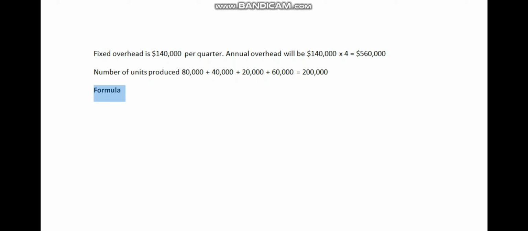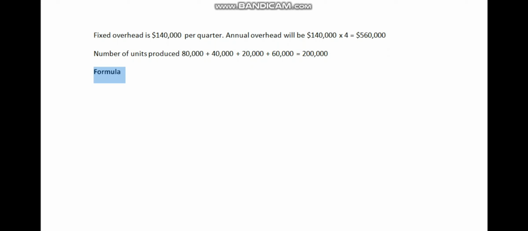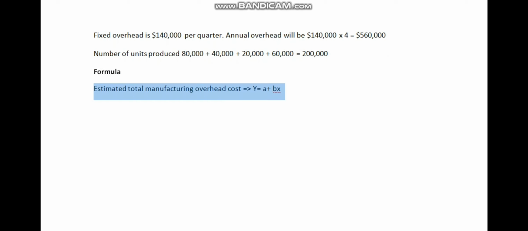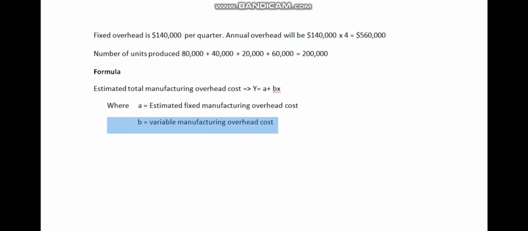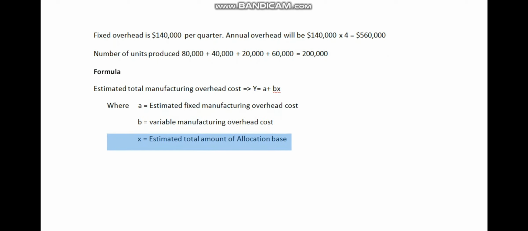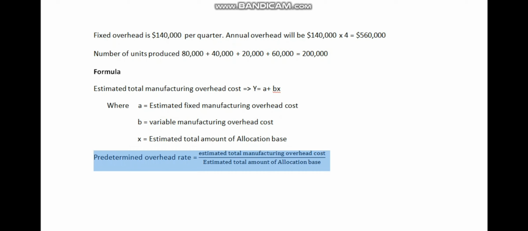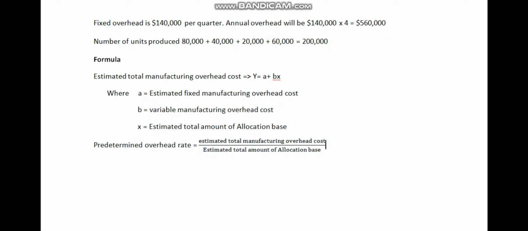The formula we'll be needing is, first, the total manufacturing cost, where A is the fixed portion, B is the variable portion of manufacturing cost, and X is the total amount of allocation base. The next formula we'll be needing is the predetermined overhead rate: estimated total manufacturing overhead cost divided by total amount of allocation base. Let's jump to the solution.